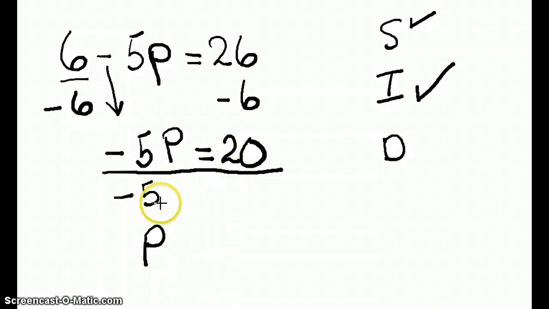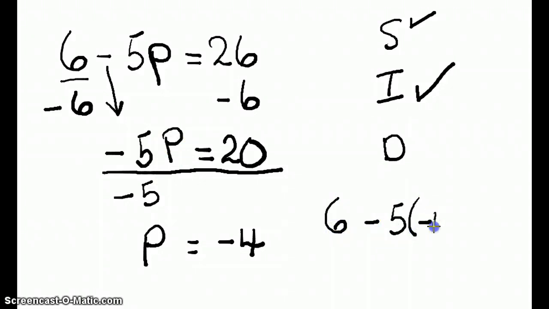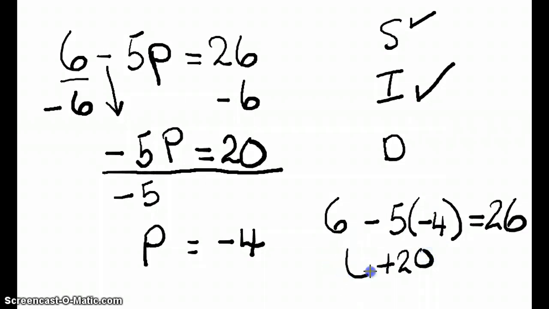20 divided by negative 5 is a negative 4. Positive divided by a negative is a negative. This is where it's important with your check step to put your answer in parentheses. Negative 5 times negative 4 is positive 20. 6 plus 20 is 26, and we check. Okay? So, if my coefficient is negative, then I divide by negative.